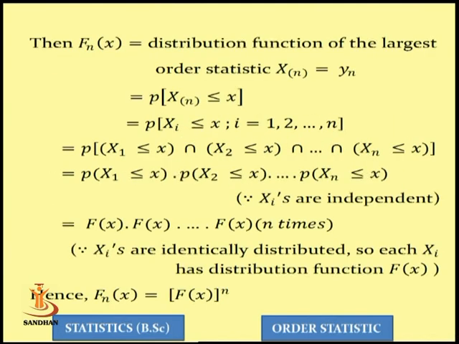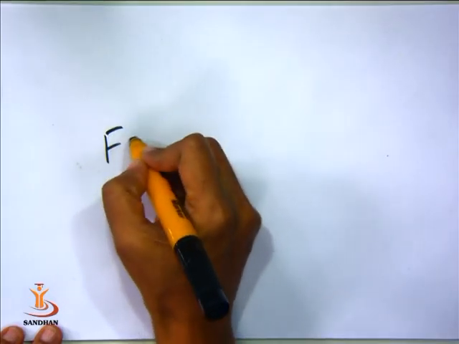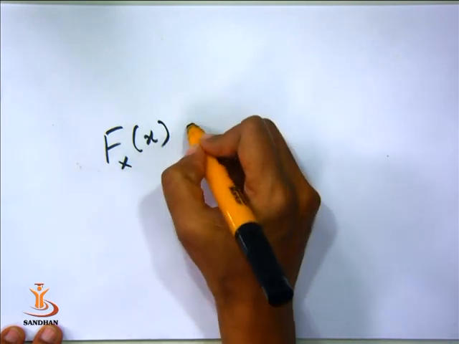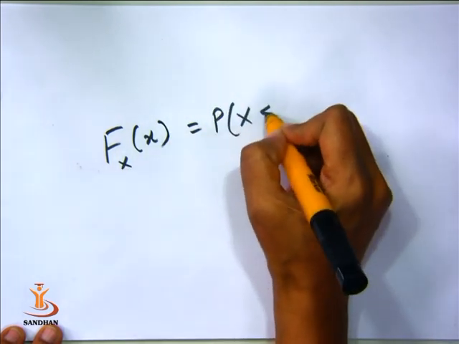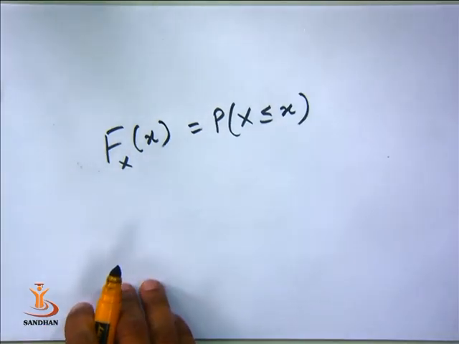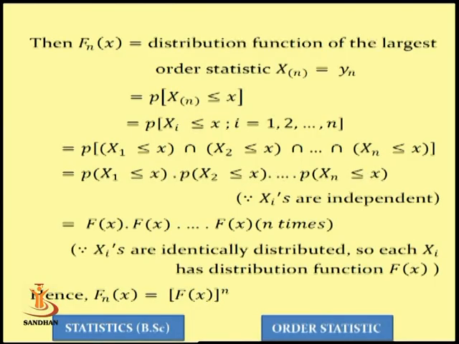So let us try to derive the distribution functions for the various order statistics. First of all, the distribution function of the largest order statistic, say Xn, that is Yn, we denote it by Fn(x). As per the definition of the distribution function F(x), we denote it as the probability that X takes a value less than or equal to x. So when we define the distribution function of the largest order statistic, instead of X, now I have my random variable Xn.